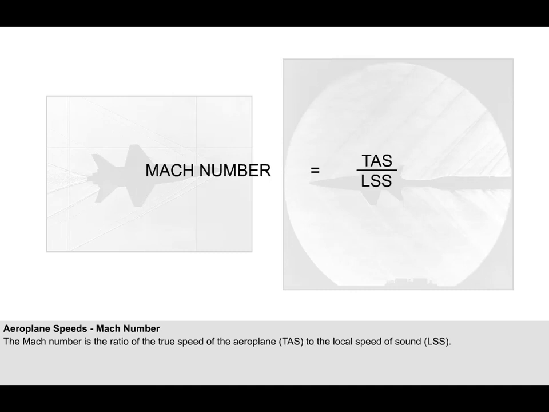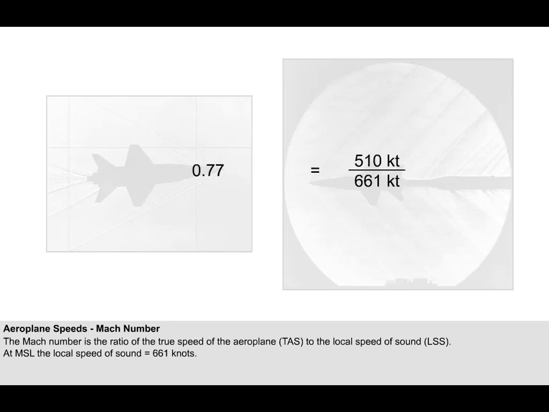Mach number is best illustrated using an example. To calculate the Mach number, simply divide the true airspeed by the local speed of sound. At sea level in ISA conditions, the local speed of sound is 661 knots. If the true airspeed of the airplane is 510 knots, then using the formula on screen, the Mach number is 0.77. In other words, the airplane is travelling at about 3/4 of the speed of sound. If the airplane were to fly faster, the Mach number would increase. If the airplane accelerated to 661 knots, then its speed would be equal to the speed of sound and the airplane would be at Mach 1.